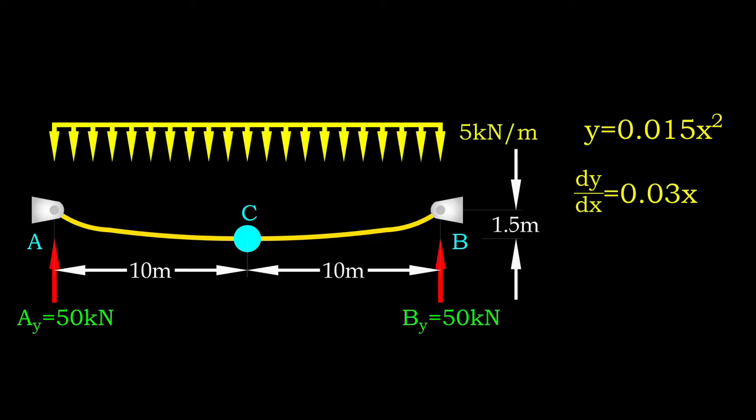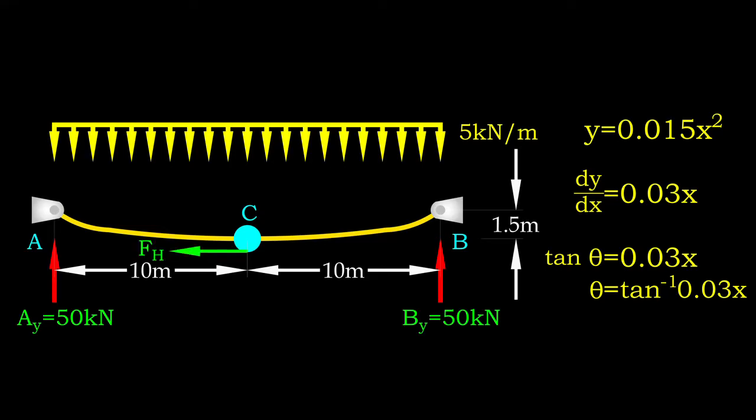From the parabolic curve function, we can determine the general equation of the tangent slope at any point on the cable by determining the first derivative. The inclination angle of the tangent can be determined based on this derivative by involving an arctangent function.